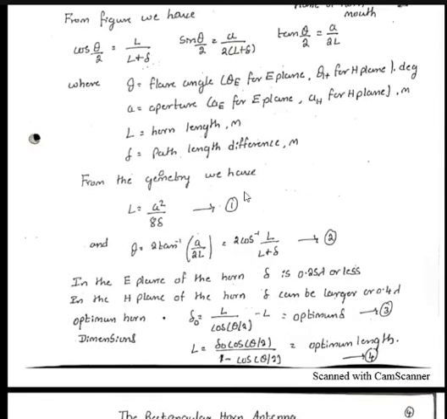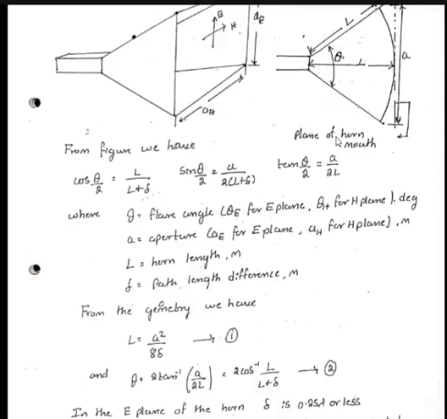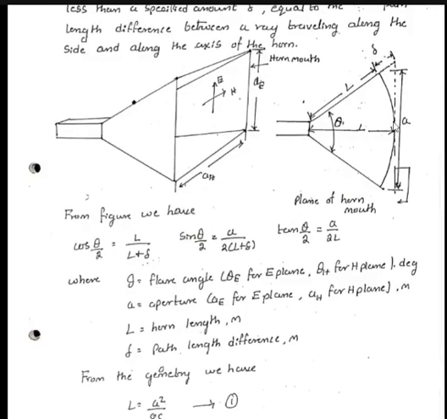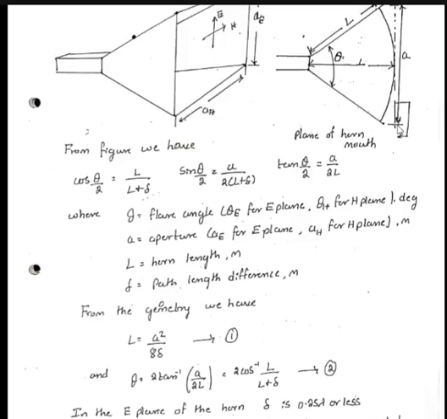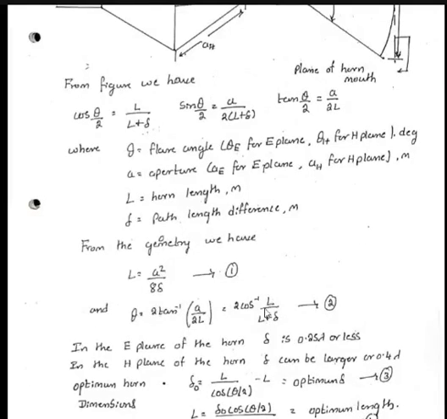Suppose we want to find the flare angle, that is theta, the angle between the two sides of the horn antenna. That is nothing but the flare angle. That could be found out with the help of the same terms, that is A and the path length difference. If we have these two things, we are able to find out theta, that is the flare angle.